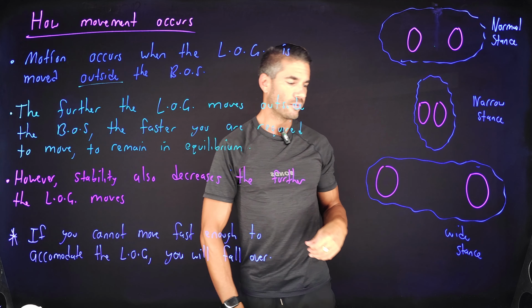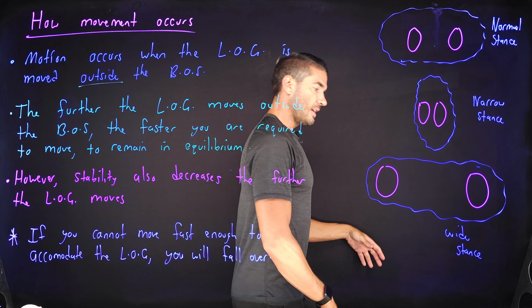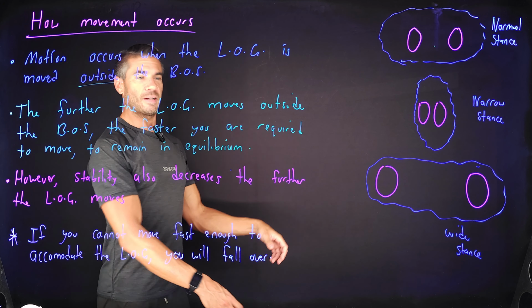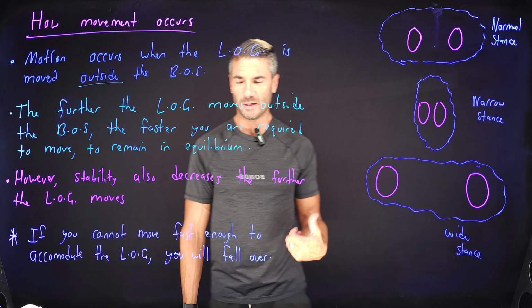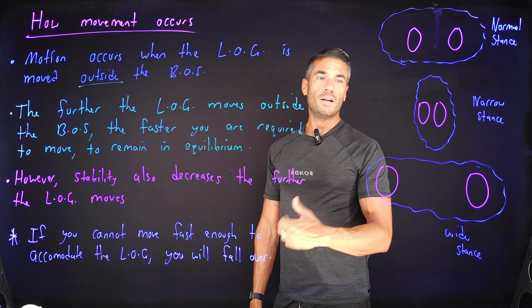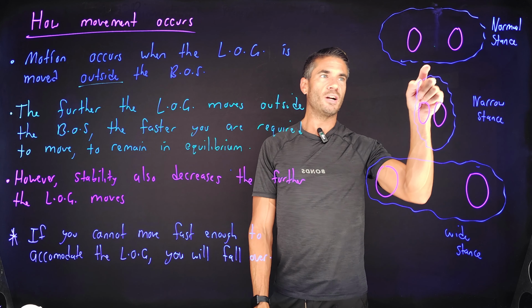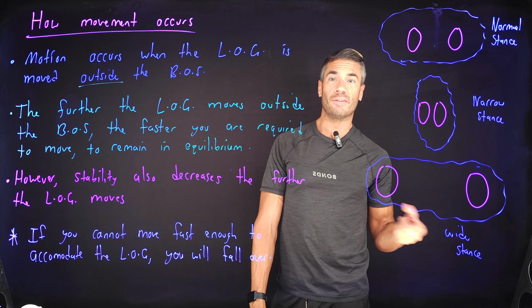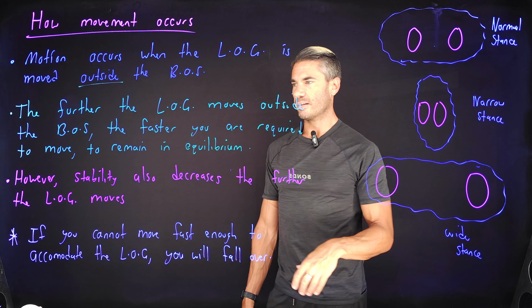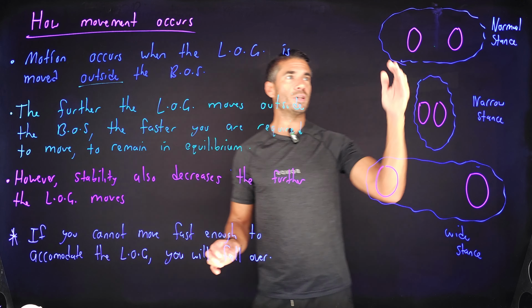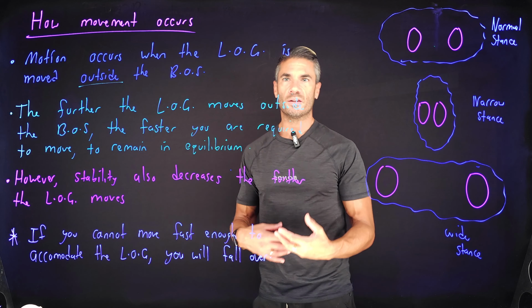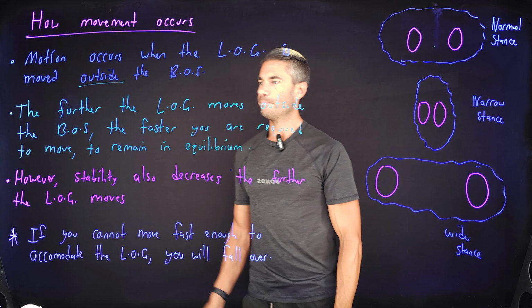Or have you ever seen videos of people who've tripped on something going backwards, and then they keep going back, back, and eventually they lose the fight and they fall on their butts? It's the same thing. They're developing momentum over time. Their line of gravity's gone out the back and they're trying to keep up, and eventually they can't and then they fall over, all right? So the further the line of gravity falls outside the base of support, the faster you're required to move, or the faster you move in general.